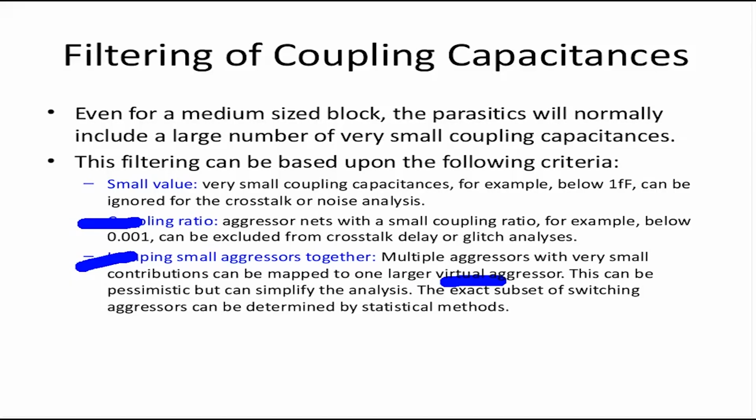The first two were done at the coupling cap level. The third is done at the calculation level. That means if PrimeTime sees that there are a lot of small aggressors, it will make a virtual large aggressor, a lumped aggressor. The exact subset of switching aggressors can be determined by statistical methods. Let's not worry too much about the statistical methods now.